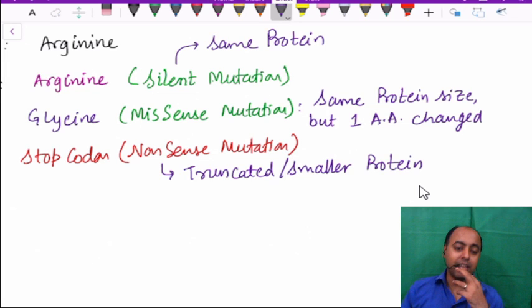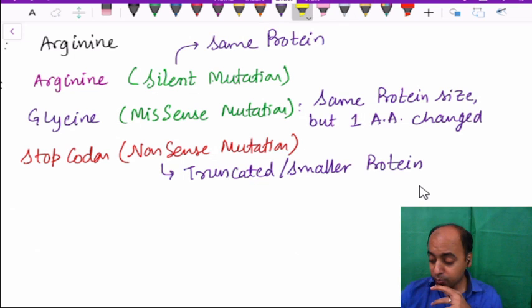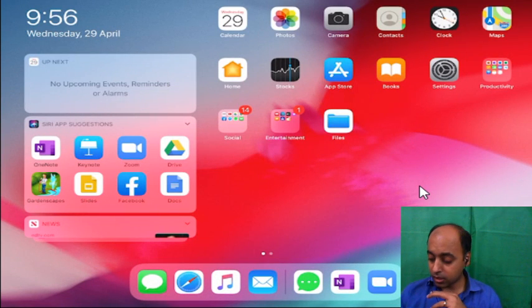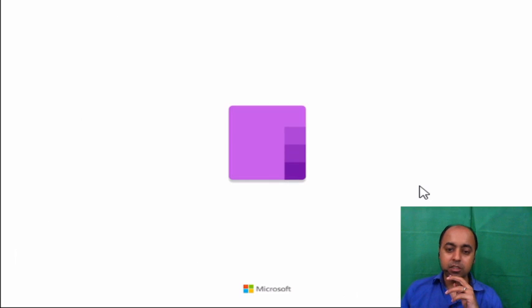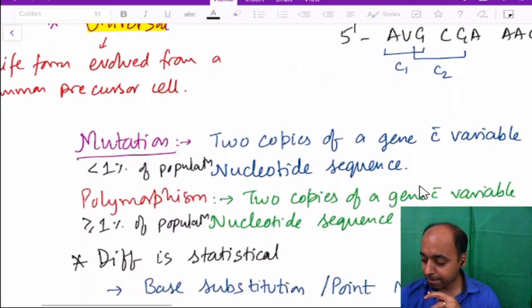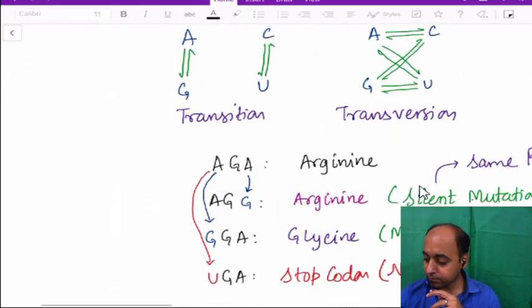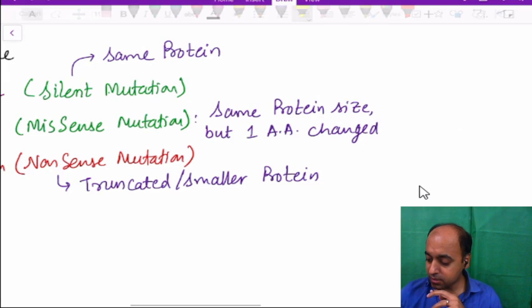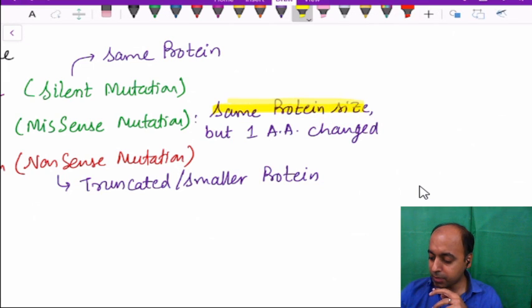The silent mutation will have the same protein. The nonsense mutation will have the truncated or the smaller protein. Whereas in missense mutation, we get the protein of the same size. However, a single amino acid has been changed. We get the protein of the same size, but a single amino acid has been changed.